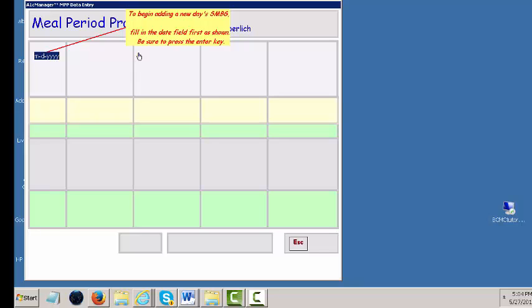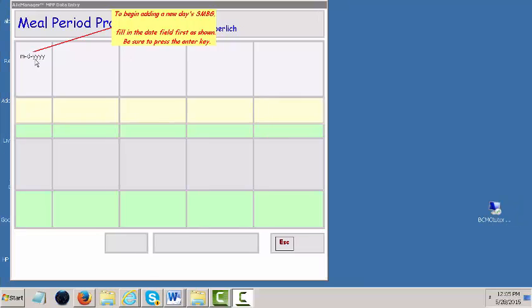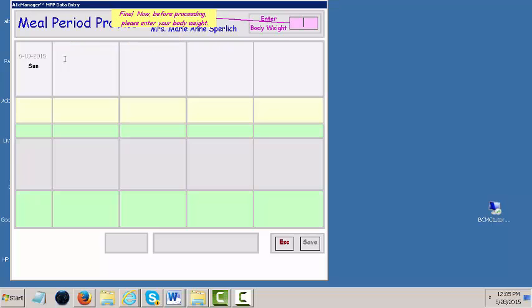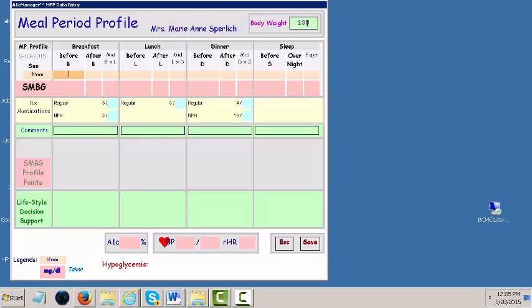Now let's enter the measurements. Click here and enter the month, 5-10. Enter. It knows the year, it knows the day, and it wants you to enter your body weight. The cursor is there. I'm going to enter 130. Enter. It now has the whole profile in front of you.